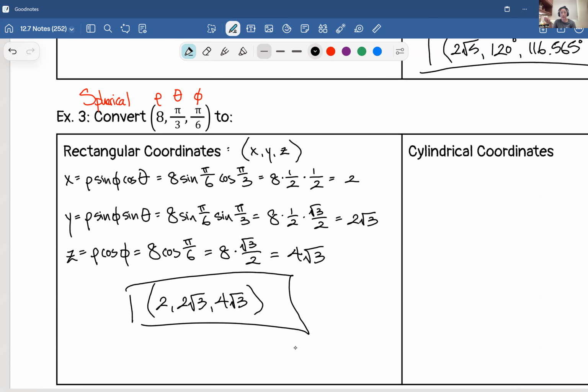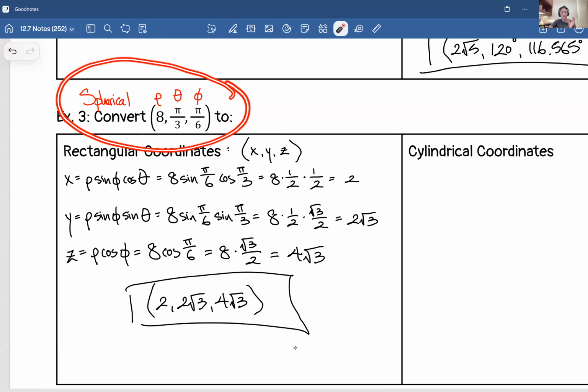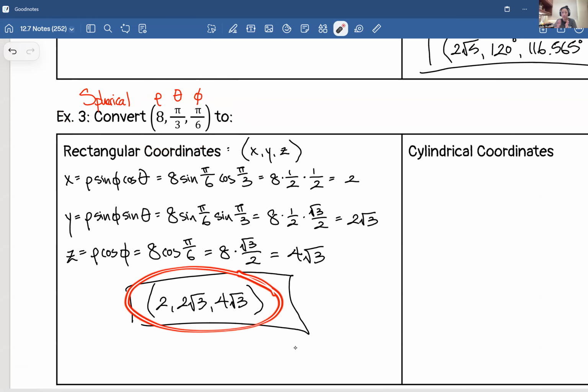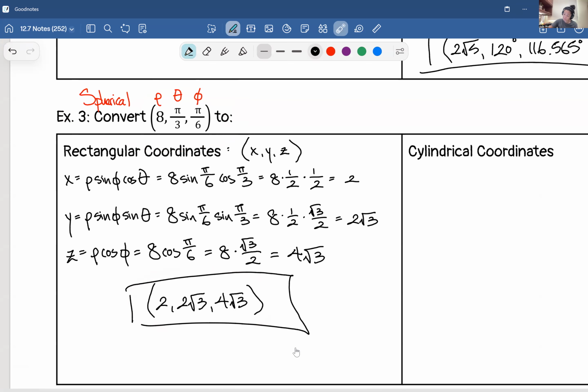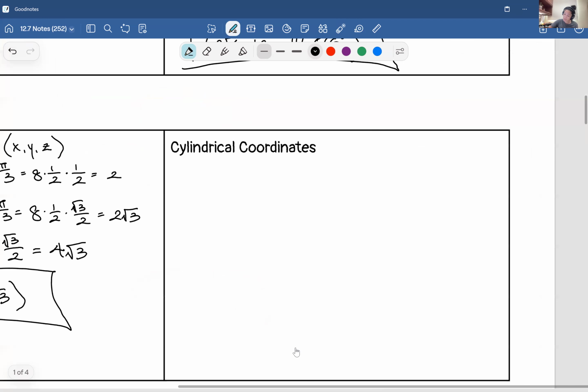Those are nice enough values, but it's almost a little bit nicer to say 8, pi over 3, pi over 6. Okay. And this is where we start to see that sometimes describing things in terms of a distance and two angles is actually going to be nicer than finding an x distance, a y distance, and a z distance. Okay. All right, let's convert to our cylindrical coordinates now.